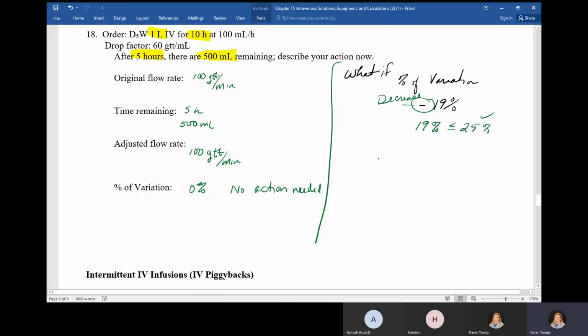But what if it was a negative 37%? Well, negative 37 is still below the 25. But again, we're not going to look at the negative, because that negative still means to just decrease. So we're looking at the 37%. 37% is not less than or equal to 25. So I'm not going to adjust it. I'm going to call the doctor.